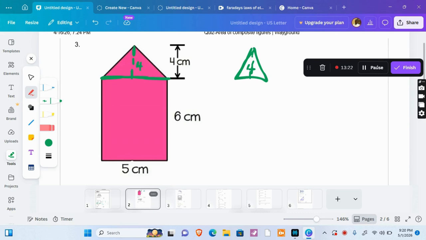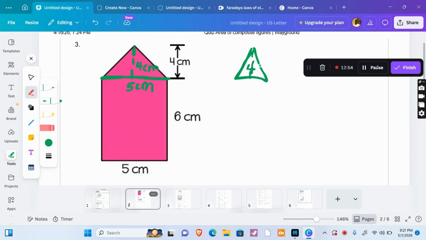Now, if you look at the composite shape, below this rectangle is 5 centimeters. And we know that the opposite sides of a rectangle are the same. They are similar. So it means the base of this triangle is still going to be 5 centimeters. So that's how we know the base of the triangle, by tracing the opposite sides of this rectangle that is connected to the base of this triangle.